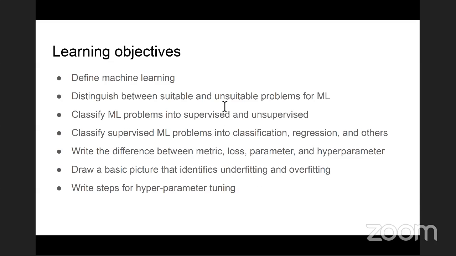So the objectives for this topic is that after the end of this topic, you should be able to define machine learning, distinguish between suitable and unsuitable problems for machine learning. So not every problem is suitable for machine learning. You should be able to tell the difference. Classify machine learning problems into supervised or unsupervised problems. And then classify supervised machine learning problems into classification, regression, and others.